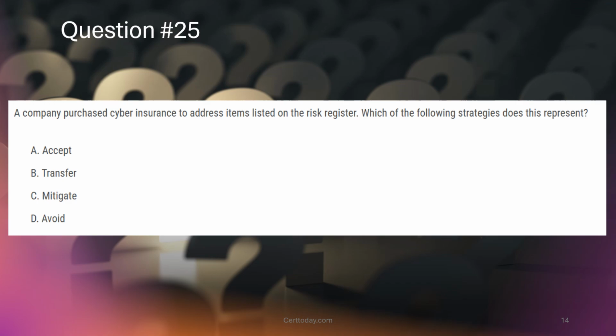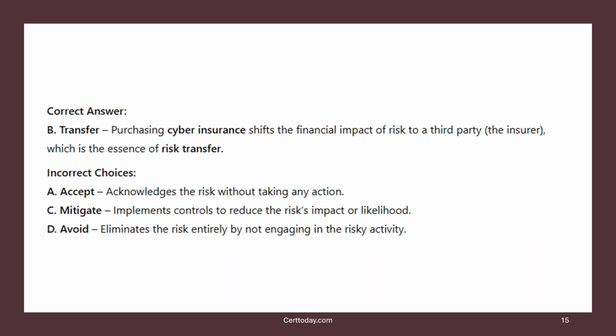Question 25. A company purchased cyber insurance to address items listed on the risk register. Which of the following strategies does this represent? A. Accept. B. Transfer. C. Mitigate. Or D. Avoid. The correct answer is B. Transfer. So purchasing cyber insurance shifts the financial impact of risk to a third party, in this case, the insurer, right? Which is the essence of risk transfer.